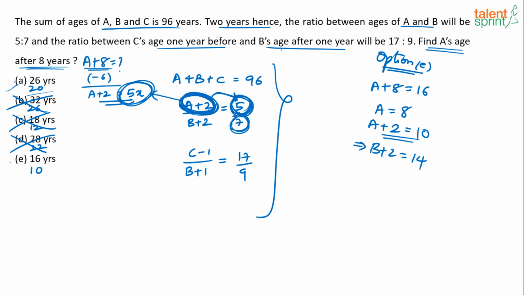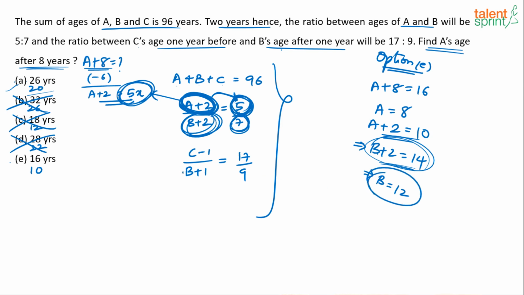A plus 2 by B plus 2 should be in the ratio of 5:7. So if 10 is giving 5, what will give 7? 14. Meaning B plus 2 will be 14. B plus 2 should be equivalent to 14, meaning B's age after 2 years is 14. So what is B's present age? 12. If B after 2 years is 14, B's present age will be 12.